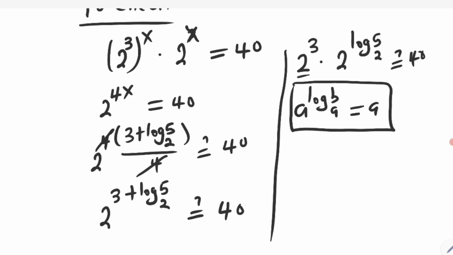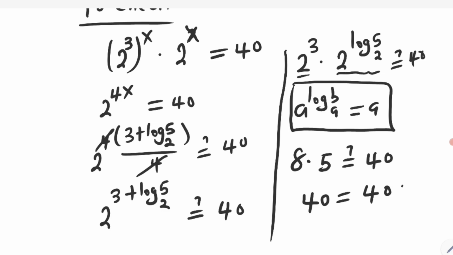Then this is 2 raised to power 3, 8 multiplied by the whole of this is 5 must be equal to 40. 8 multiplied by 5, this is 40, is equal to 40, which is true.